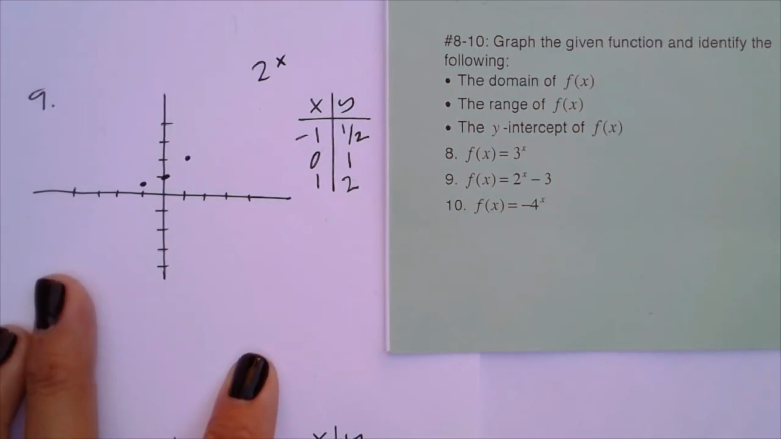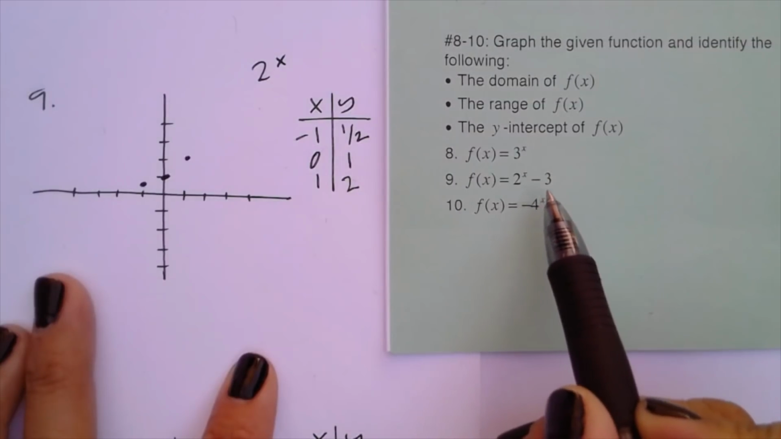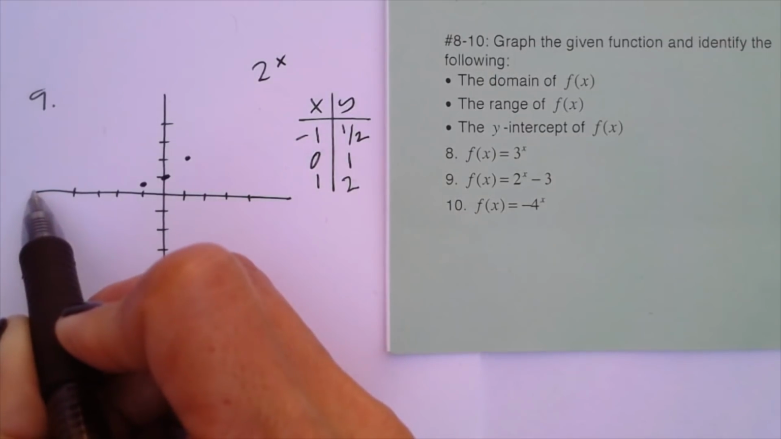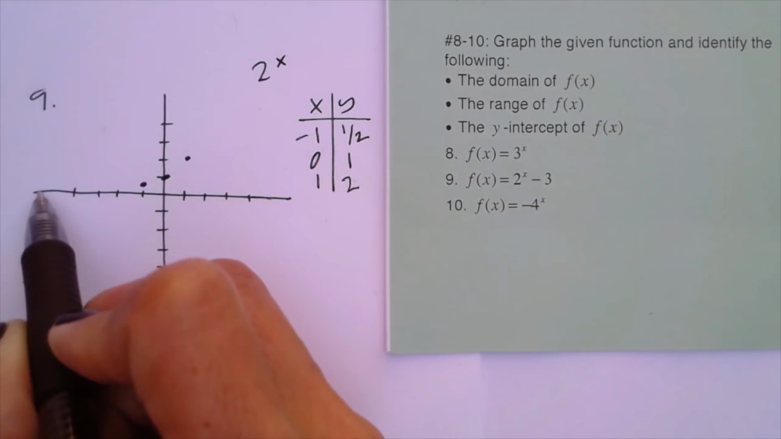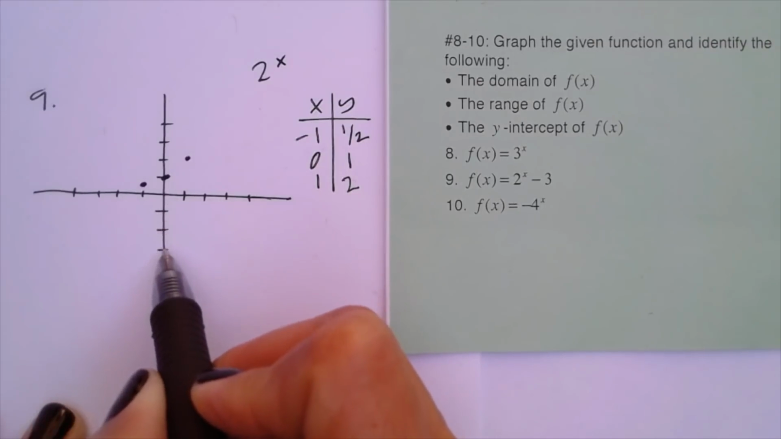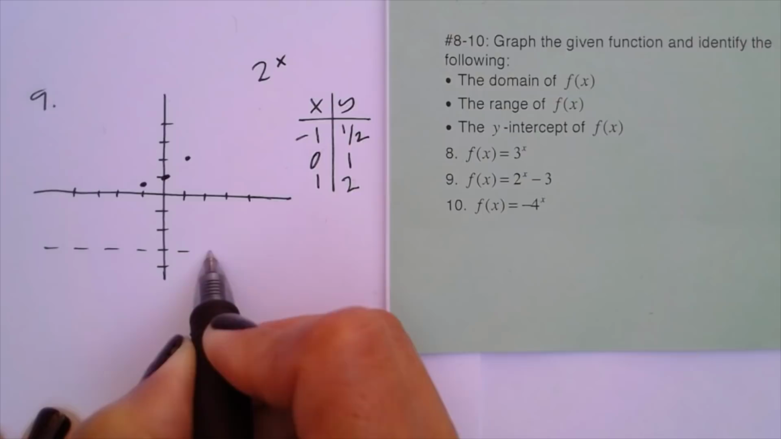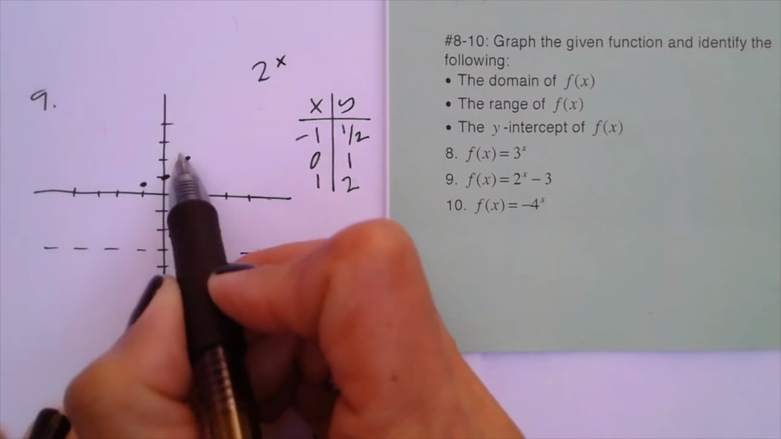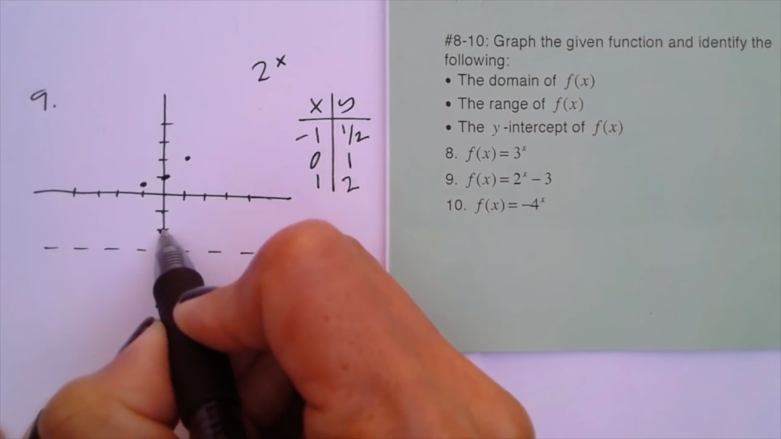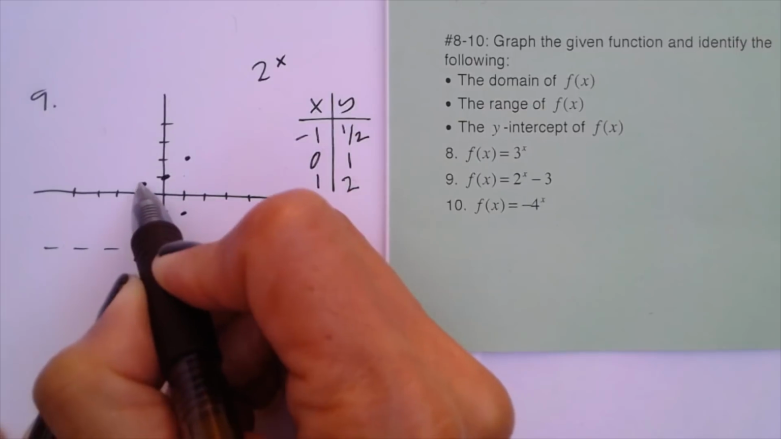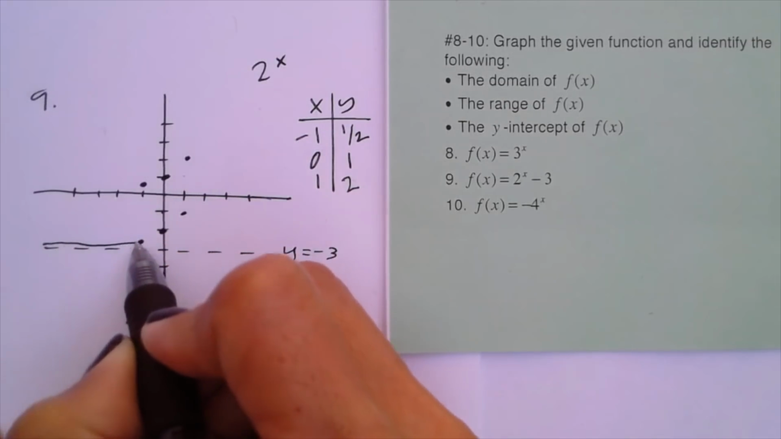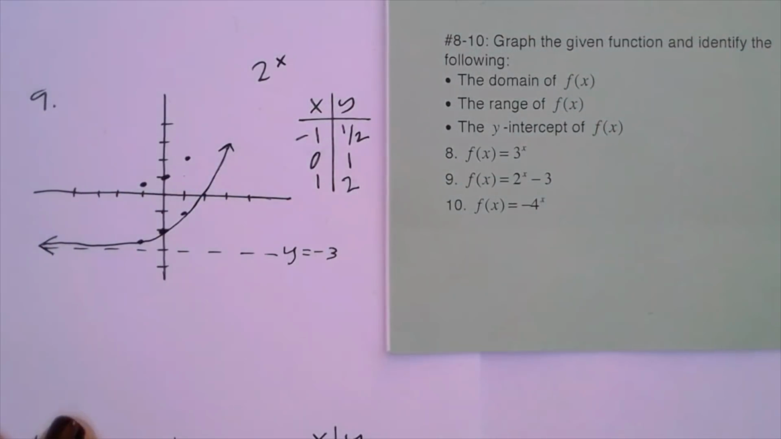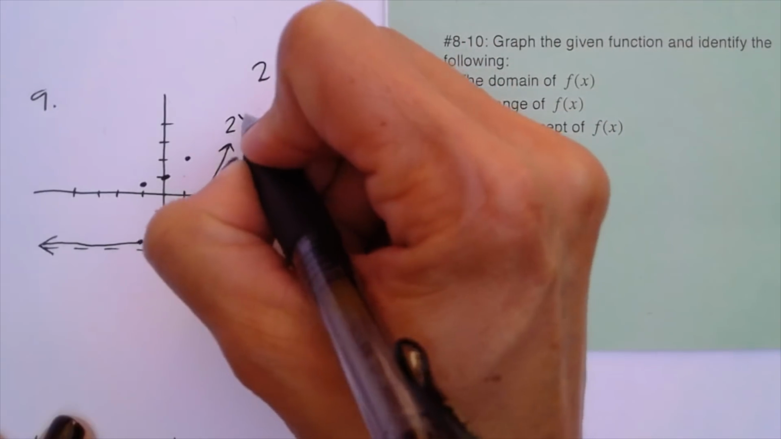And now what we're going to do is we're going to take those points and we're going to shift them down 3 according to this transformation. So originally there's a horizontal asymptote right here at y equals 0. We're going to move that down 3, 1, 2, 3, and draw that horizontal asymptote now. It's at y equals -3. And then we're going to move all 3 of these points down 3. 1, 2, 3, 1, 2, 3, and then this down. So here's your curve. And so that's the graph for 2 to the x minus 3.